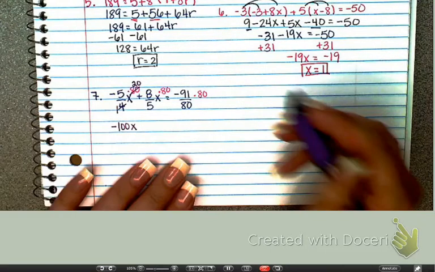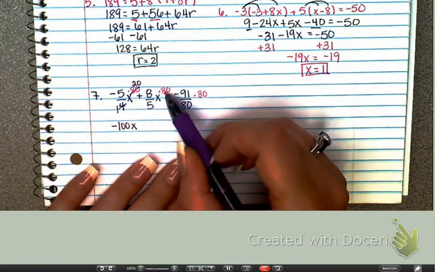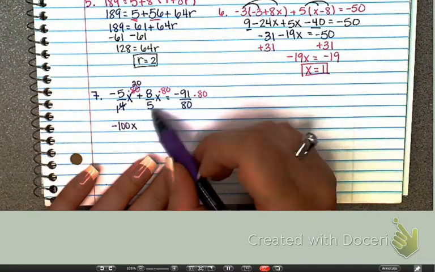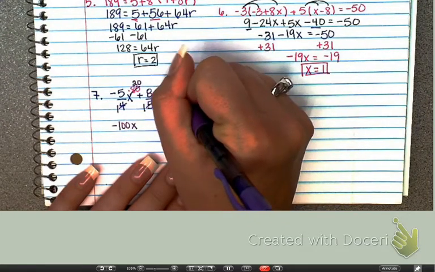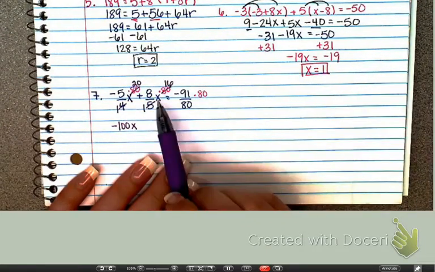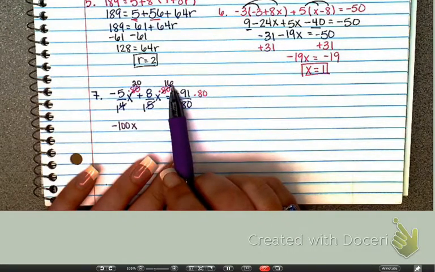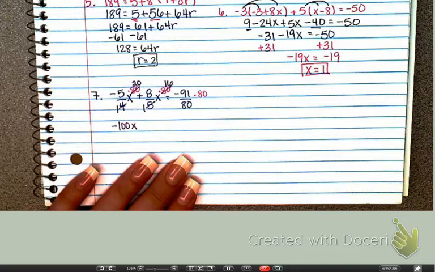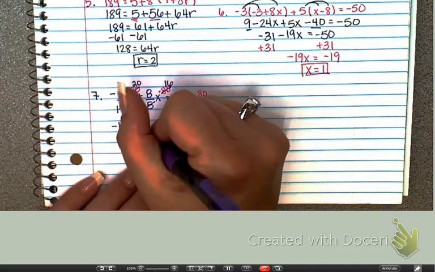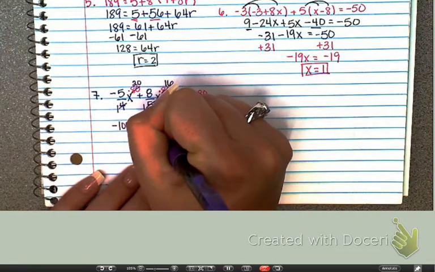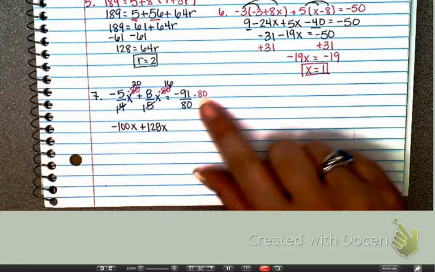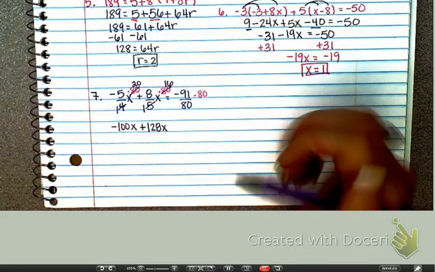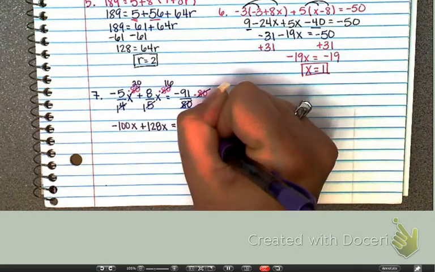What can I simplify on the second fraction? 5 and 80? How many times does 5 go into 80? 16. So I really just have 8 times 16, which is what? 128. I no longer have a fraction there. What happens here? 80 cancels out, so I'm just left with 91.